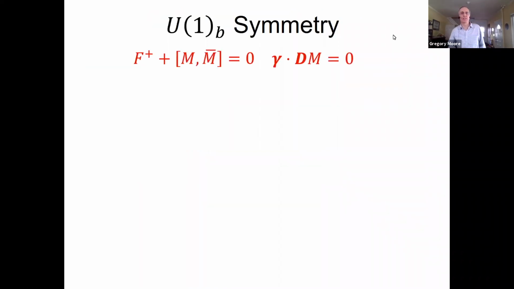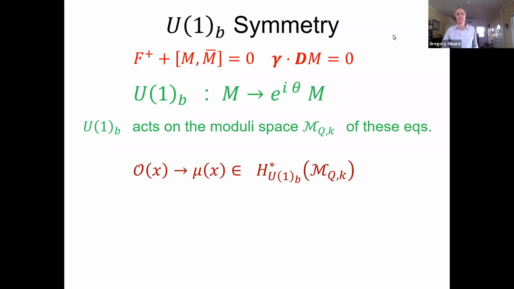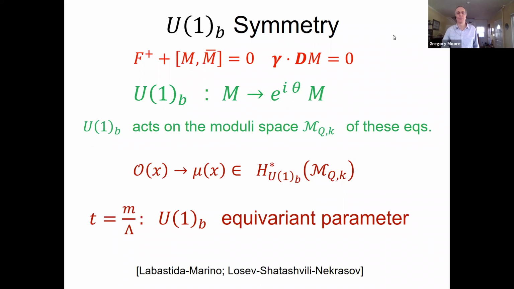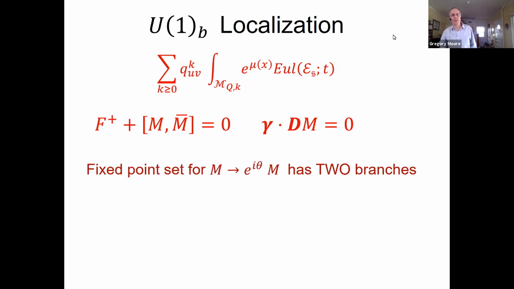These equations also have an important U(1) symmetry where I rotate the monopole field by a phase. So this U(1) acts on the moduli space, and this mu of x is actually in the equivariant cohomology, and it's the mathematical counterpart of the physical operator O of x, and the physical parameter m over lambda is the equivariant parameter, the U(1) equivariant parameter. So if we localize using that U(1) symmetry, then we look for the fixed point set under rescaling the monopole field by a phase, and there are actually two branches.